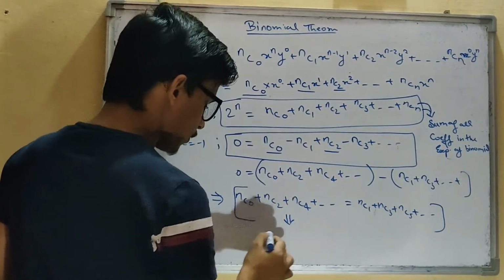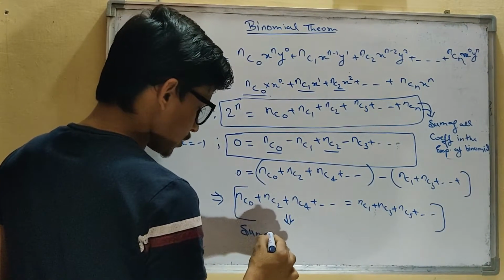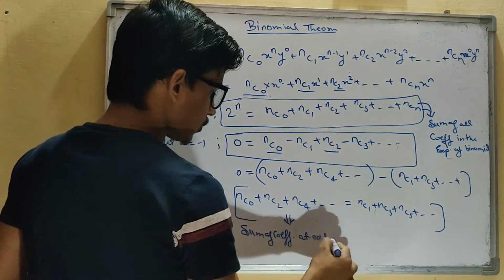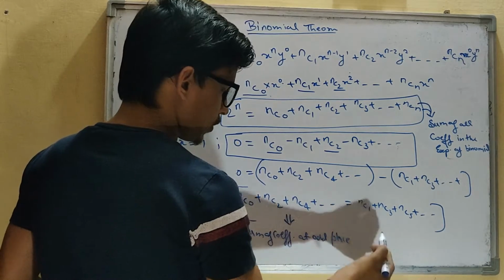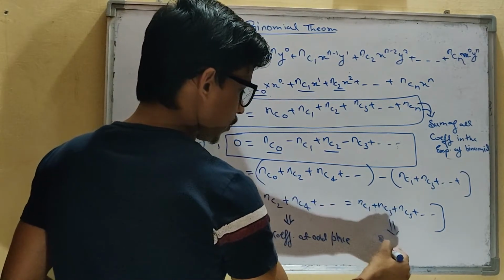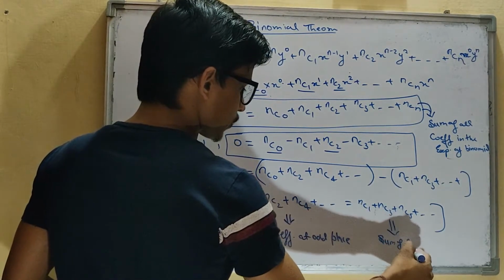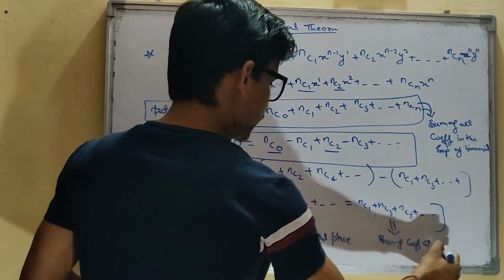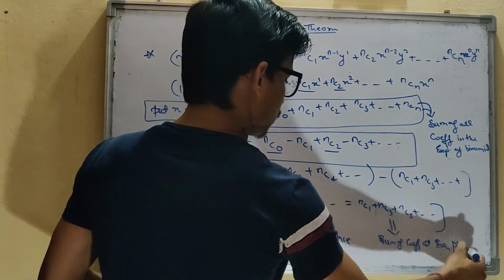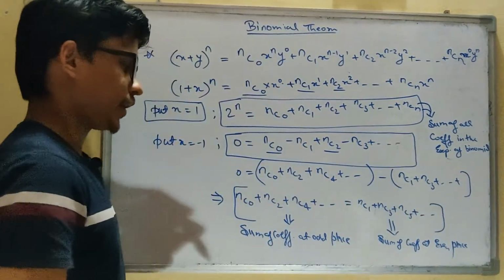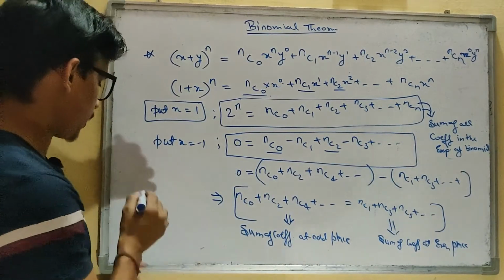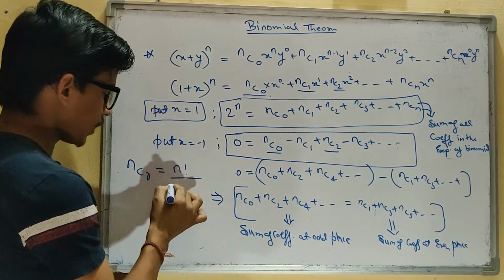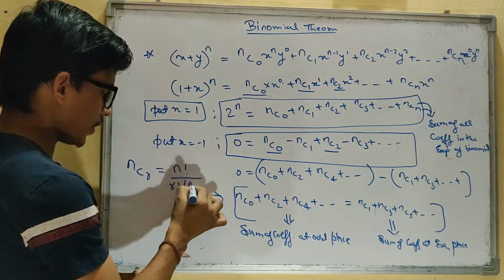So the sum of coefficients which are present at odd places, and this is the sum of all the coefficients at even places. So these are the very simple things that they may ask. Okay, and one more thing, you know about it, right? What is nCr? nCr means n factorial upon r factorial times n minus r factorial.